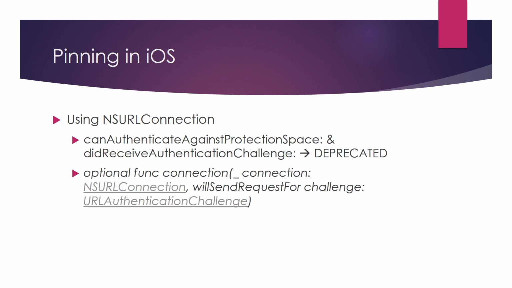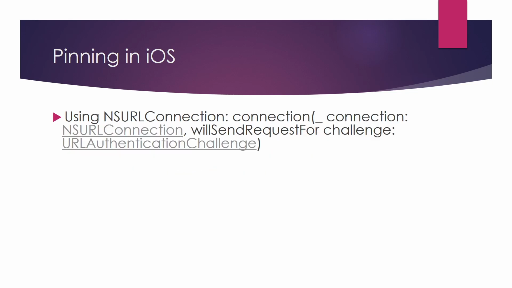All right? Now if you actually start pinning, the first way is of course using NSURLConnection. What we often see is that authenticate against protection space and did receive authentication challenge are used for pinning strategies, but that's officially deprecated. And there's good reason to do so. So let's move along. The other one is willSendRequestForAuthenticationChallenge, and that's the one you should use if you want to do pinning yourself.